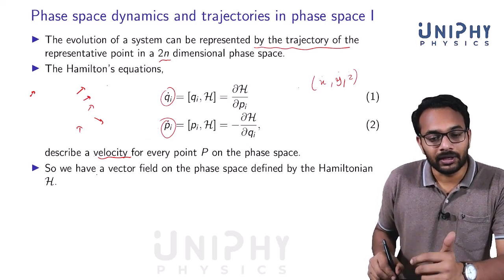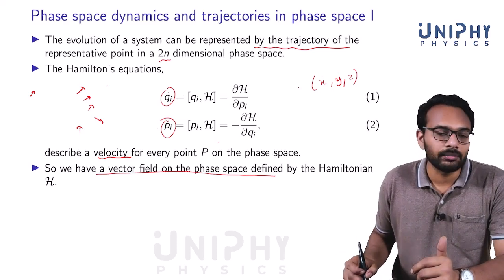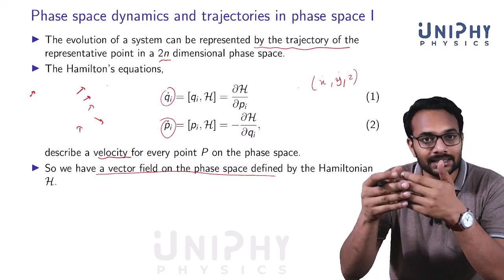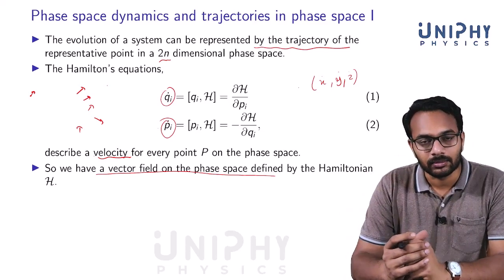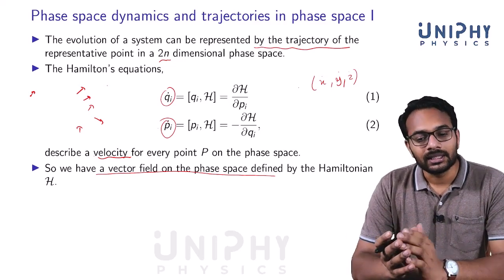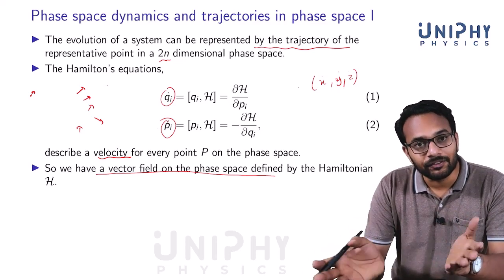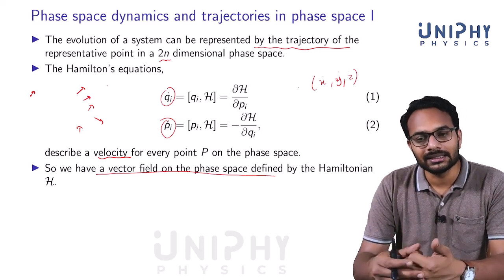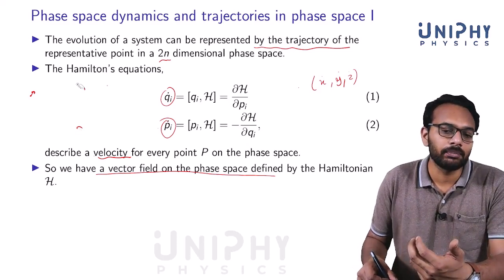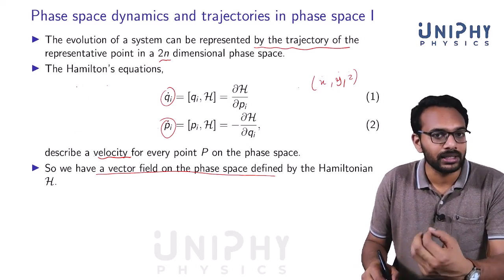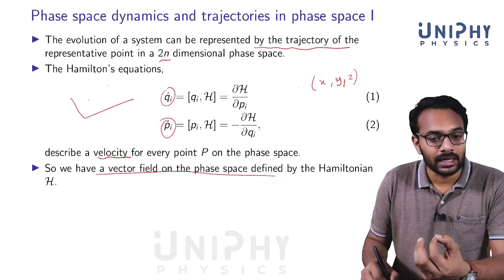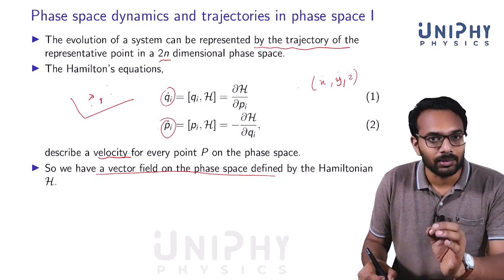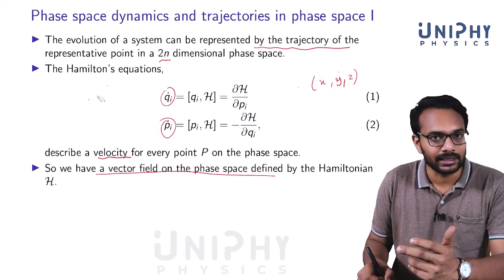So, essentially we have a vector field on the phase space defined by the Hamiltonian H. If you have the Hamiltonian of the system, we have already seen that the Hamiltonian governs the time evolution of the system. So, a vector field is defined in the phase space. What do you mean by vector field? Vector field means that corresponding to every point you have a vector. Corresponding to every point a vector is assigned. So, we not only have points in phase space, corresponding to every point there is also a vector given the Hamiltonian. That's the basic idea.